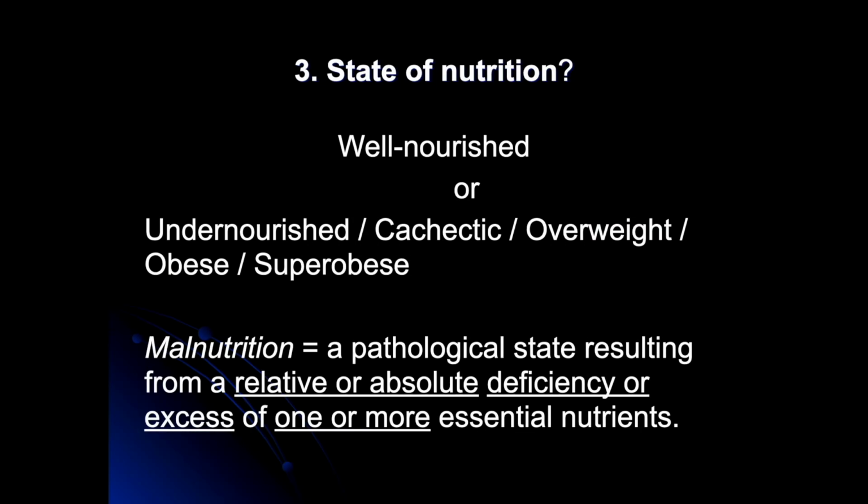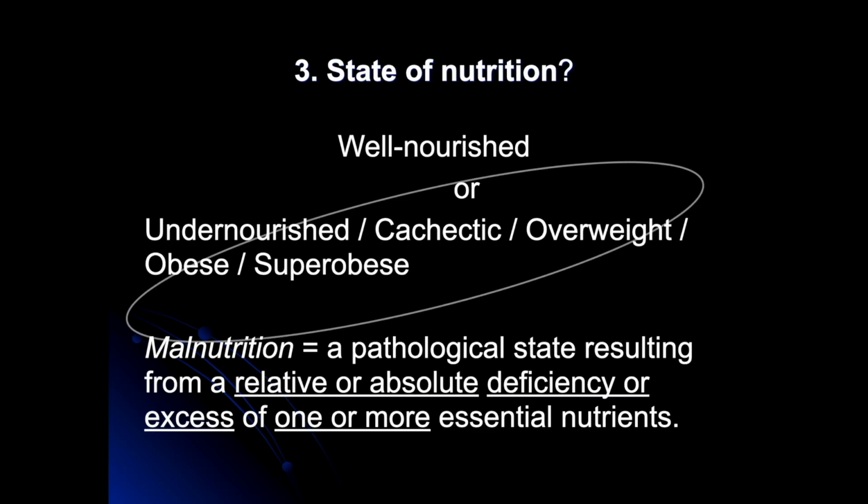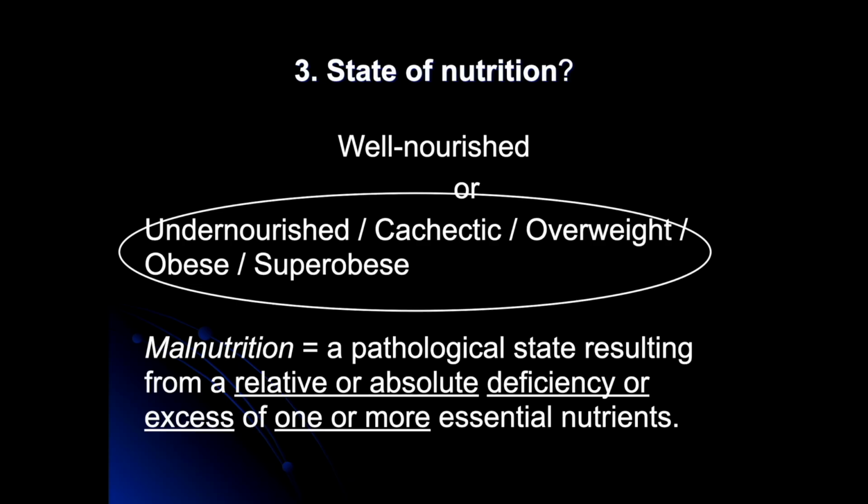The third conclusion to draw is, what is the state of nutrition? The patient may be either well nourished or else undernourished, cachectic, overweight, obese or super obese. All these come under the broad heading of malnutrition. Malnutrition is defined as a pathological state resulting from a relative or absolute deficiency or excess of one or more essential nutrients.